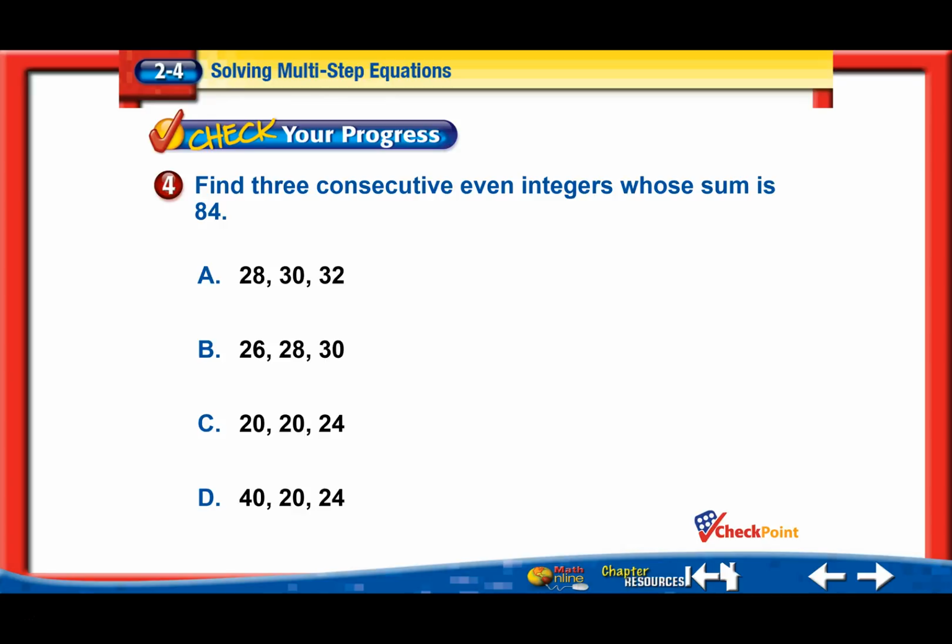Pause this, give it a shot. All right, so 3 consecutive even integers whose sum is 84. I can go plus 2 on each one. So the smallest is going to be n. My next will be n plus 2, and then n plus 4. So I'm going to put those together: n plus n plus 2 plus n plus 4 equals the original number, 84.